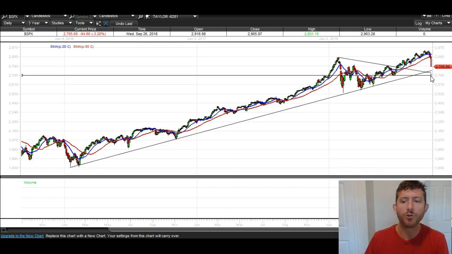So right around this level, about 2,700 to use a nice round number, is a level here that I definitely think we can get some bounces against.